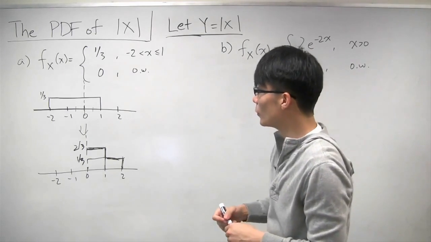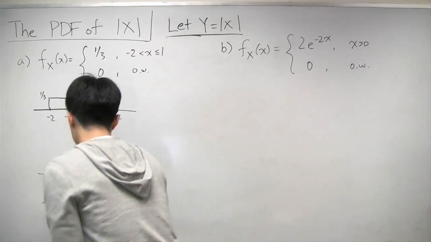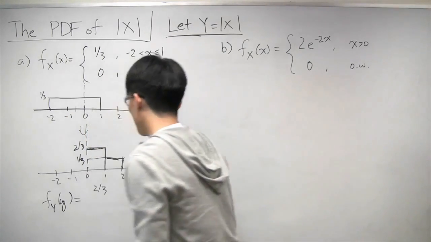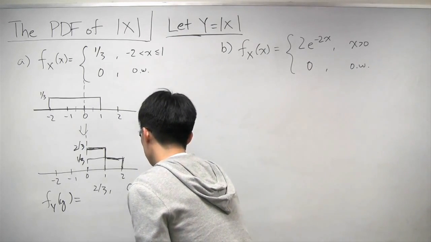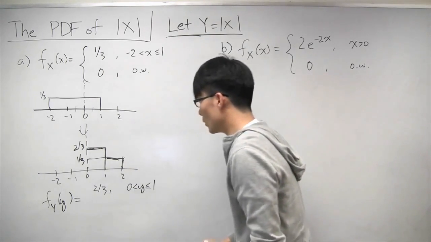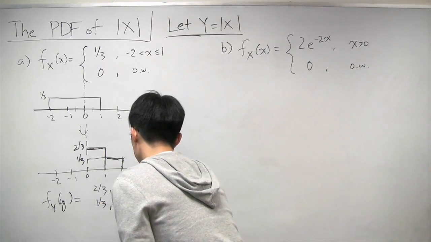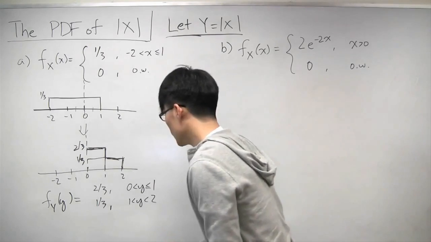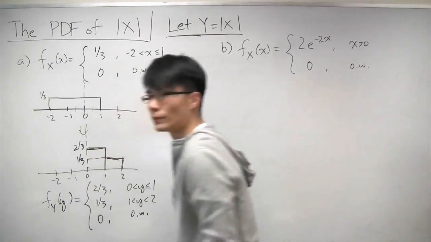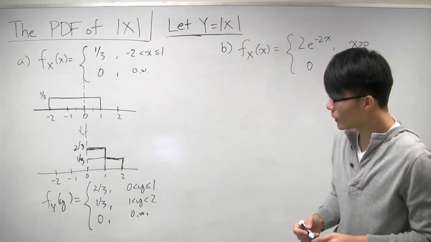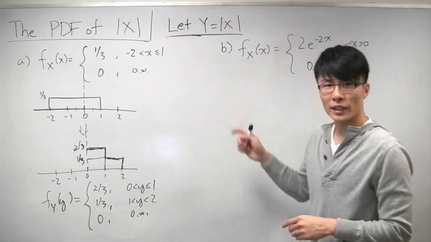And the PDF, for completeness, the PDF of y would be 2/3 for y between 0 and 1, 1/3 for y from 1 to 2, and 0 otherwise. All right, so let's move on to part B and get some more practice.